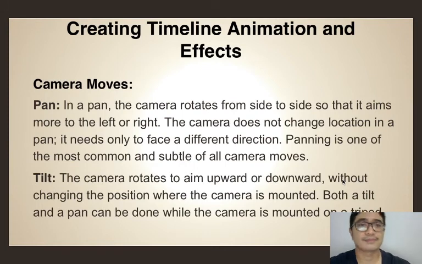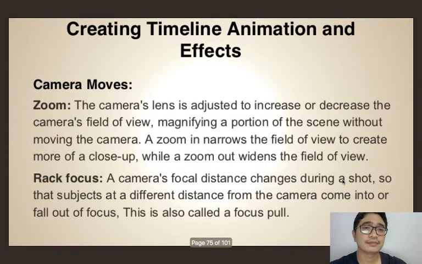Camera moves, pan and tilt. So in a pan, the camera rotates from side to side so that it aims more to the left or right. The camera does not change location in a pan. It needs only to face a direction or a different direction. Panning is one of the most common and subtle of all camera moves. Next one naman is the tilt. The camera rotates to aim upward or downward without changing the position.